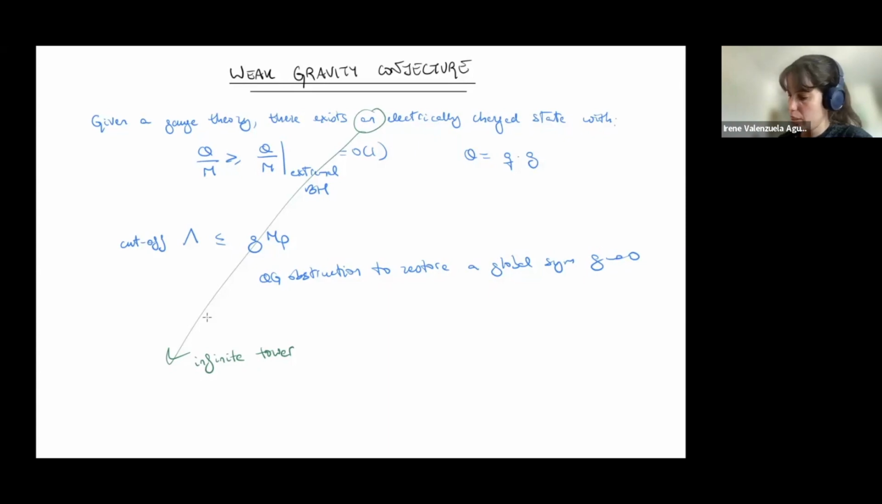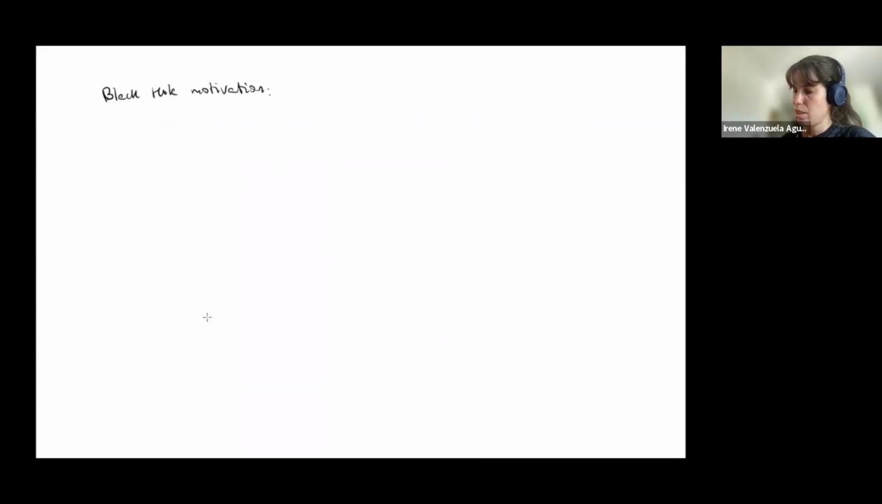Okay, so this generalization to an infinite tower is motivated by string theory. While at least the existence of one state, we can motivate it purely from black hole physics, which is what I will do next. So what is the black hole motivation?